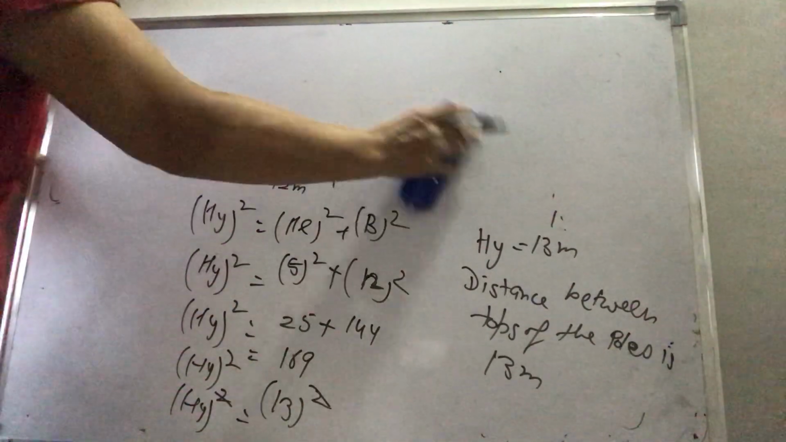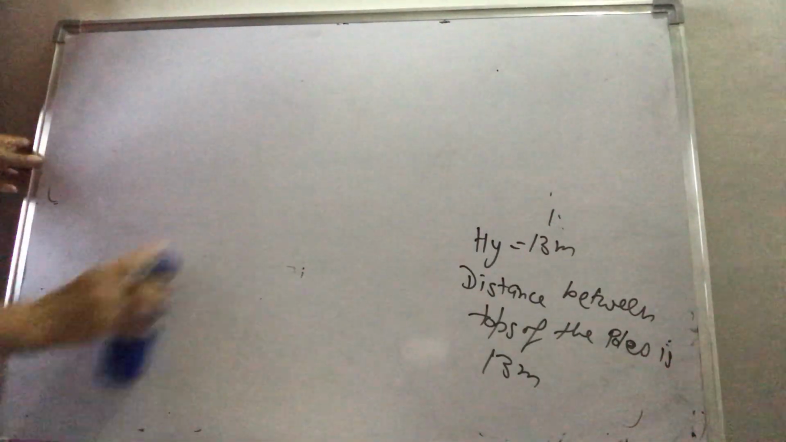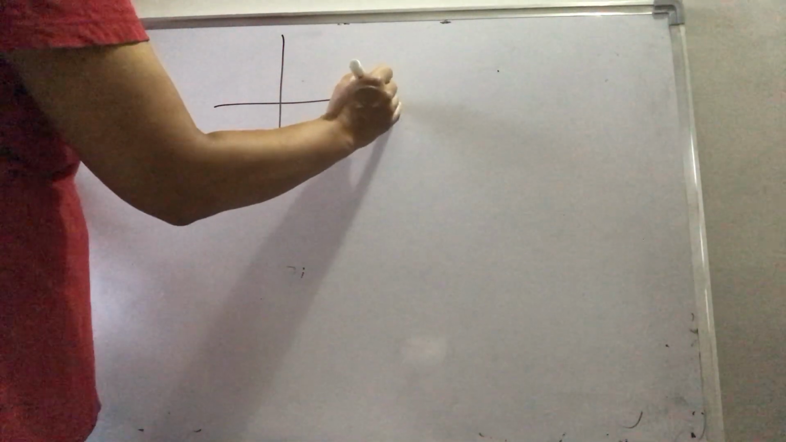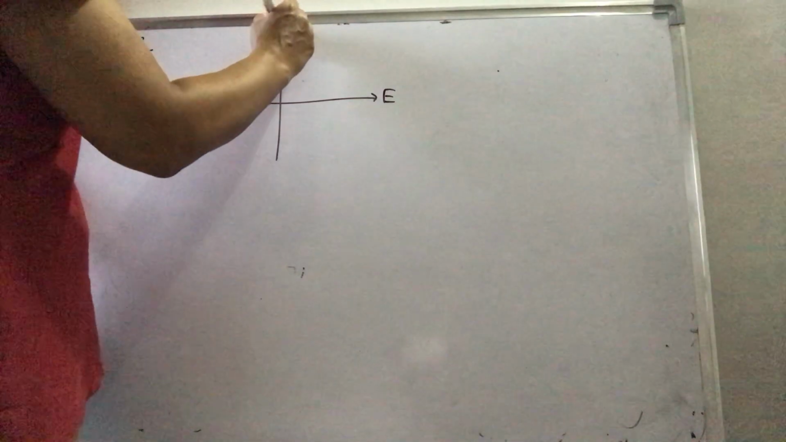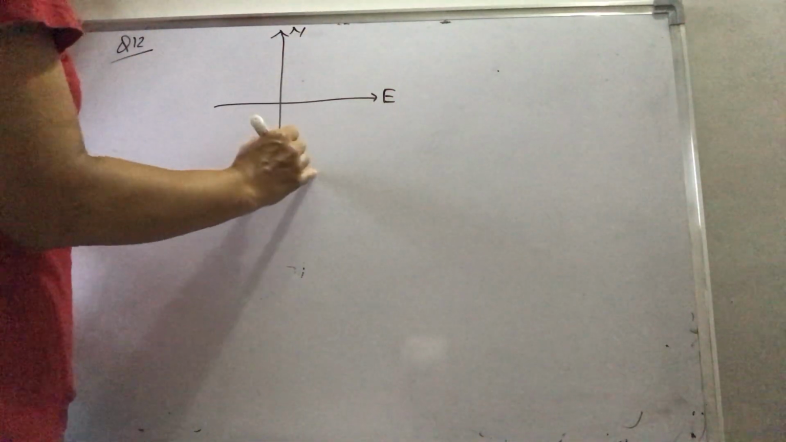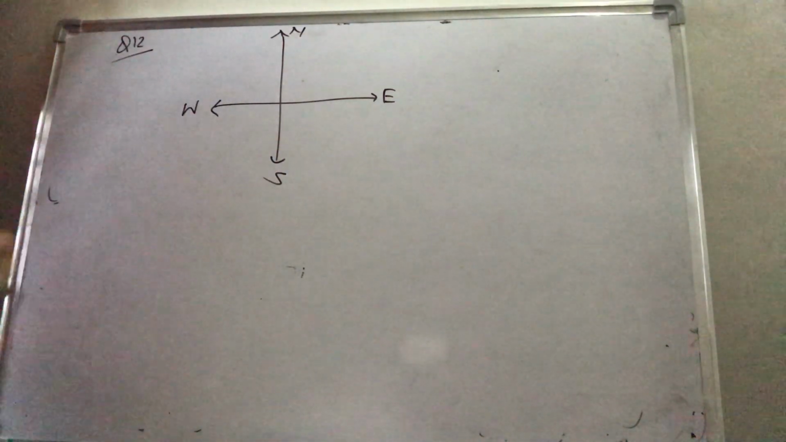Question number 12. Ravi walks 24 kilometers towards east and then 7 kilometers towards north. The questions of directions we had done in class 6. So first of all, we will draw the directions. This direction is called east. This is called north, south and west.